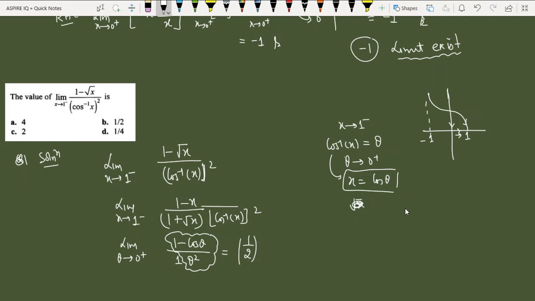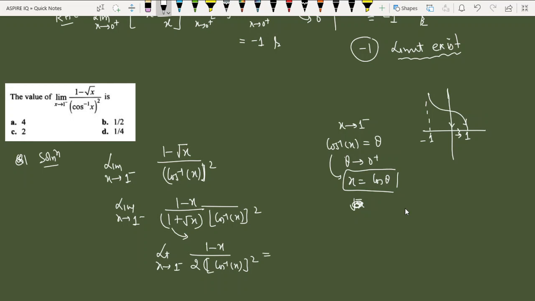Now our answer is not half. See, we didn't change x here. We just made a very silly mistake. The limit x tends to 1 minus, and this approaches 2, so I can write down this approaches 2 cos inverse x square.